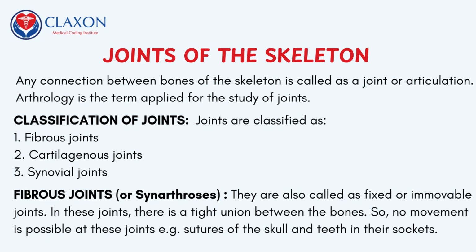Fibrous joints, or synarthroses, are also called fixed or immovable joints. In these joints, there is a tight union between the bones. So, no movement is possible at these joints. Examples: sutures of the skull and teeth in their sockets.